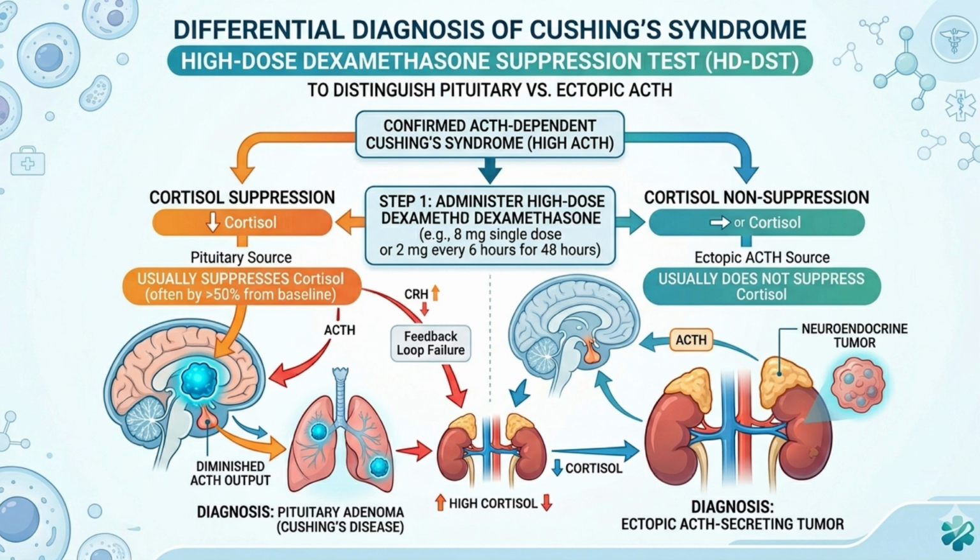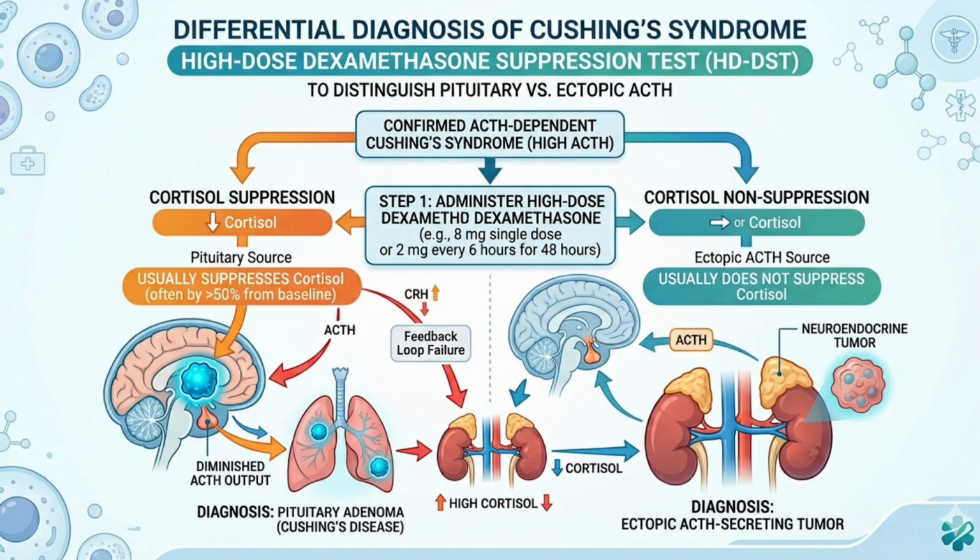Dexamethasone is a potent glucocorticoid. In a normal body, it shuts down ACTH production. In patients with a pituitary adenoma, or Cushing's disease, the tumor is abnormal, but it still retains some sensitivity to negative feedback. Therefore, a high dose of dexamethasone will usually suppress cortisol levels by 50% or more.